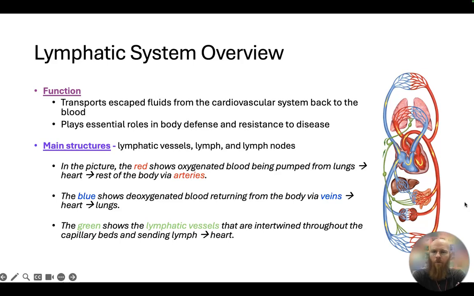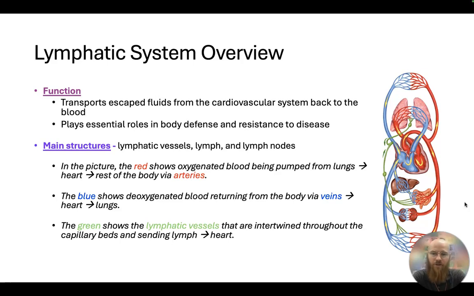Okay, so the overall function of the lymphatic system is not usually one of the first systems that you would think about, but we absolutely require this system to support the cardiovascular system's function as well as our immune system's function. And without this lymphatic system, neither of those two major organ systems would be able to operate. So the function of the lymphatic system specifically is to help transport any fluid that escapes from the cardiovascular system and get it back into circulation via the bloodstream. It plays an essential role in body defense and also helps fight off disease. And so that's the two ways in which it supports both of those systems.